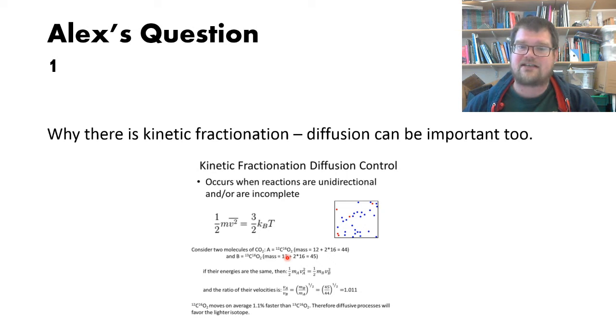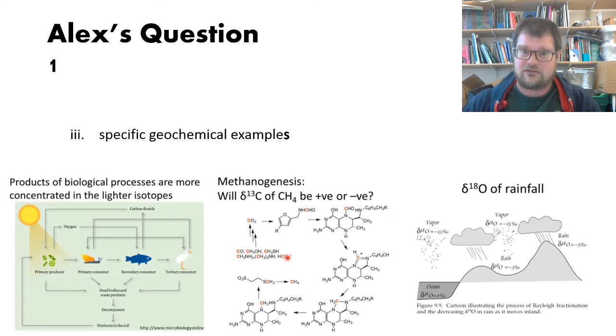But if the kinetic energy is the same, then the velocity of the lighter isotopes will be higher. Because the velocity of lighter isotopes is higher, they'll be able to diffuse faster. So for any chemical process that has diffusion as part of its reaction pathway, the products will be enriched in the lighter isotope if they don't go to completion.